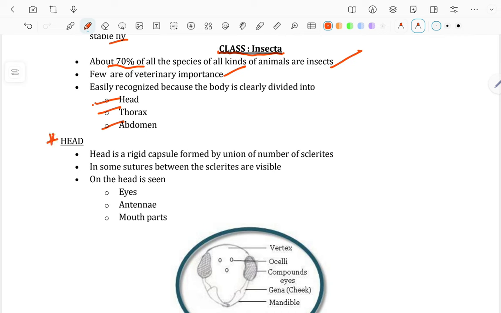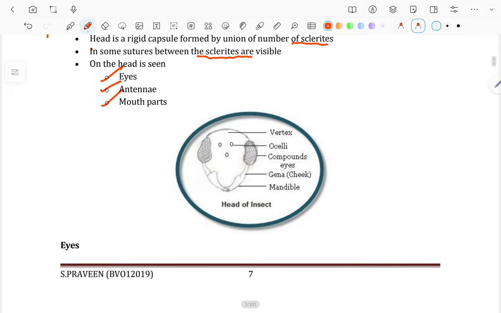Head. Head is a rigid capsule formed by the union of a number of sclerites. In some, the sutures between the sclerites are visible. On the head are seen eyes, antennae and mouth parts. Head of insect: vertex, ocelli, compound eye.